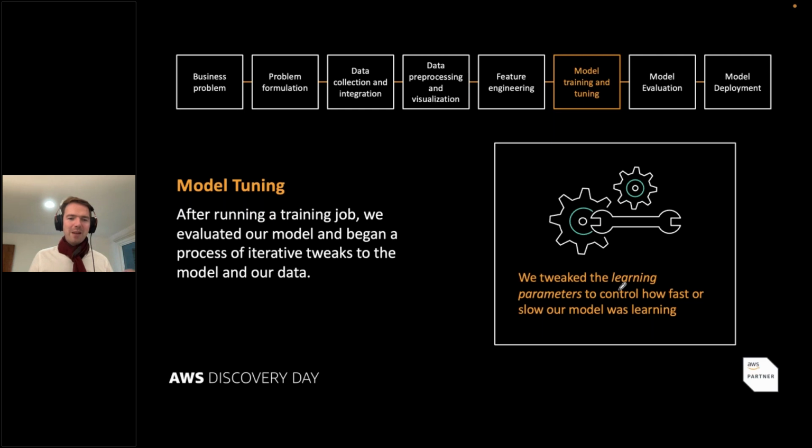If we're happy, usually we're not happy, so we're going to tune it again and again and again. Yeah, I'm sure you can see where I'm going with this. So this is the iterative process that we're going to tune our model, so our model is better and better and better.